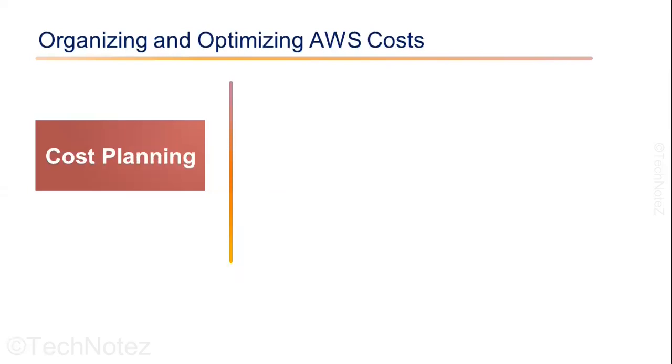Next, let's talk about how you can plan for your AWS cost. AWS cost planning is the process of determining how much it will cost to run your application and services on AWS. This includes forecasting the future cost, identifying the cost optimization opportunities, and creating a budget for your AWS usage. Now, there are some tools that can be used to plan your AWS future cost.